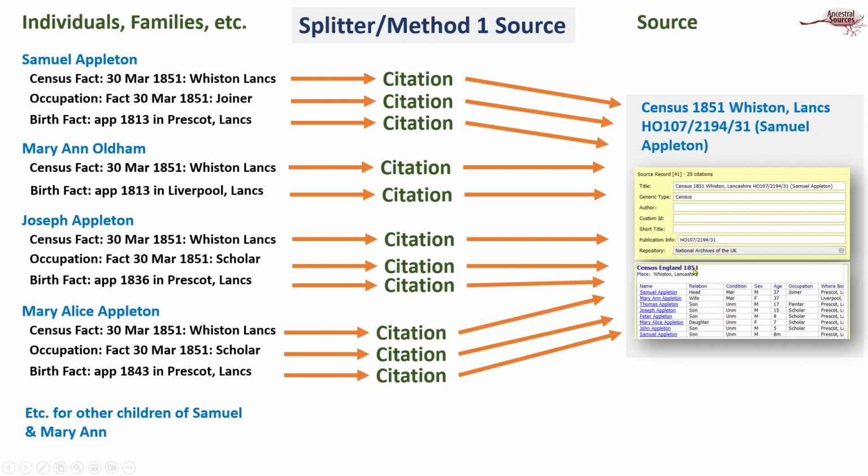And we have a transcription of that source record. But the important crucial thing is that data is only recorded once in the Family Historian file. Typically in a method 1 source, a splitter source, we have no data recorded within the citation itself, or very, very little. So there'll be lots and lots of citations as this source is referenced by various facts throughout the file.